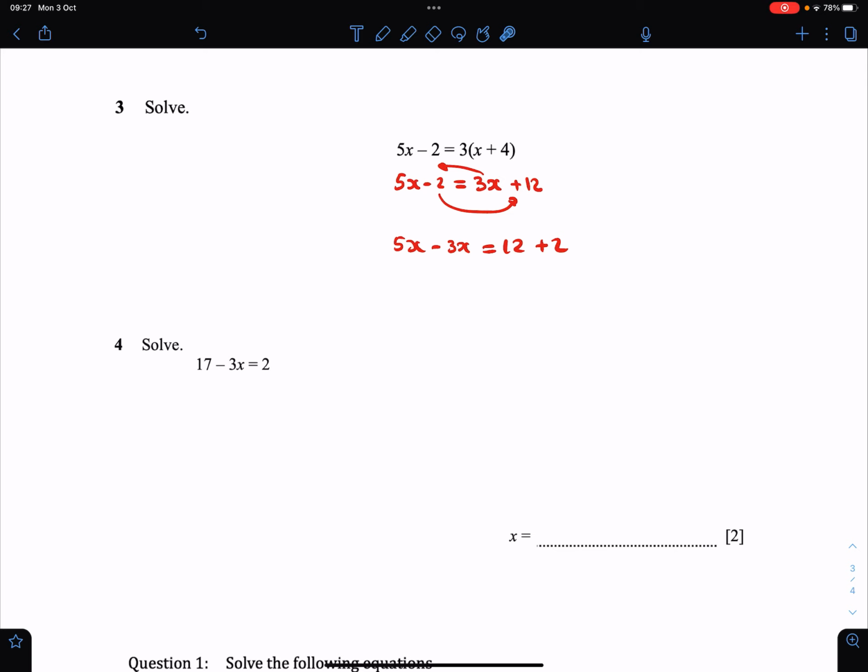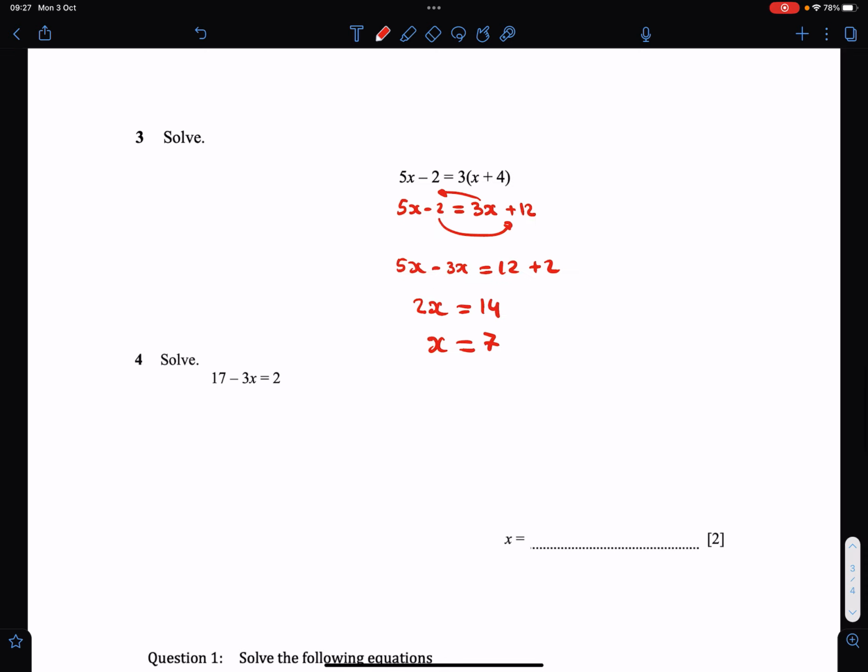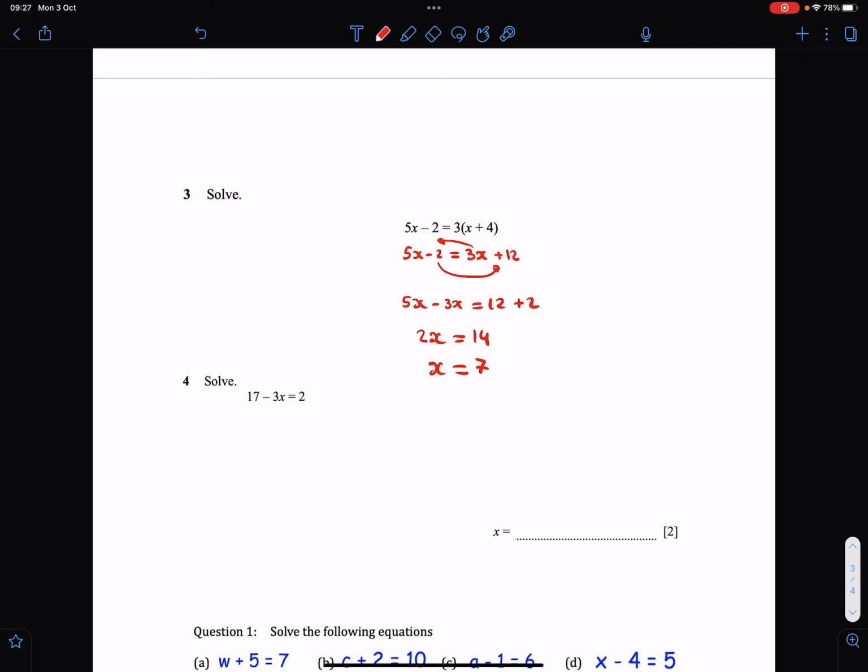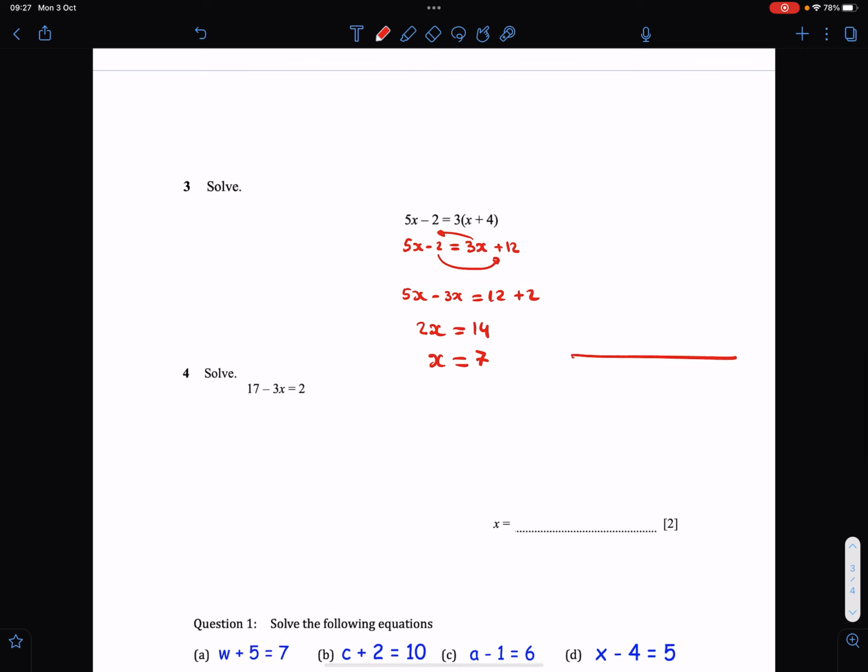5x minus 3x gives us 2x, yes? And equals to 14, 12 plus 2. So x is going to give us what? 7. 14 divided by 2. Probably somewhere here we need to write 7, okay?